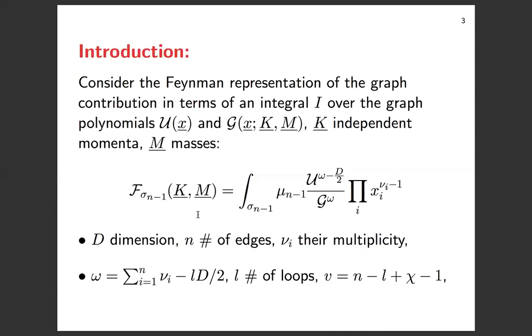So here is a typical integral. It will depend on the external momenta of the particles that go into the graph and the masses of the particles that are involved in the propagators of the graph. Sorry, Albrecht. We do not know what is a Feynman graph nor what is a propagator.